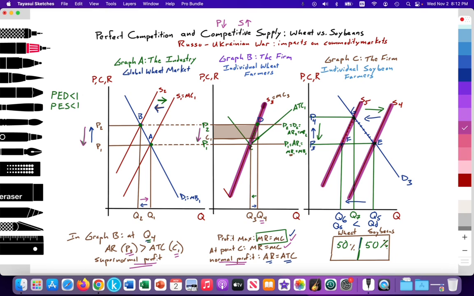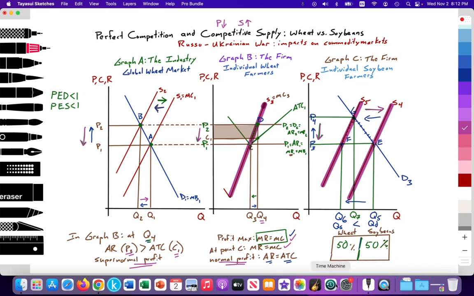As farmers reduce the quantity supplied for wheat, it frees up land on their farms to produce other crops, let's say, for example, soybeans. So more land being allocated towards soybean production leads to, in graph C, an increase in the supply of soybeans from S5 to S4. Assuming that we're holding demand constant, that sets a new equilibrium where S4 equals D3 at point E, with a fall in the price of soybeans.